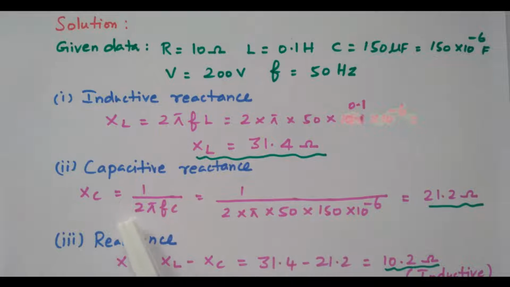Then we will go to the capacitive reactance. Xc equal to 1 divided by 2 pi F into C. So 1 divided by 2 into pi into the frequency is 50. The capacitor value is 150 into 10 to the power minus 6. So by solving this we will get 21.2 ohm. So the capacitive reactance is 21.2 ohm.